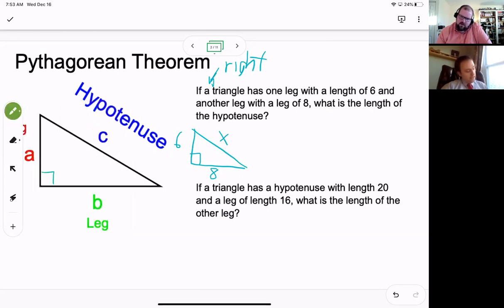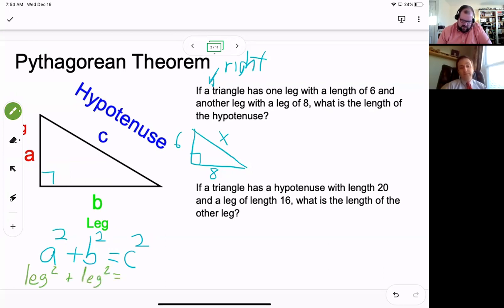The Pythagorean theorem is often taught as a squared plus b squared equals c squared, which makes some people uncomfortable because the letters really don't matter. We could write it as c squared plus b squared equals a squared, where c and b are the legs. It doesn't matter at all. I like writing it with words. So leg squared plus leg squared equals hypotenuse squared, which is how I prefer it also. We all have to recognize that in their past, they've been taught a squared plus b squared equals c squared. So we do leg squared plus leg squared equals hypotenuse squared.